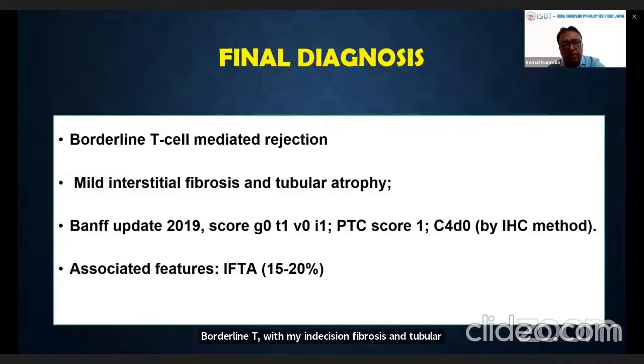So in the 1 year post-transplant biopsy, the creatinine level was almost normal, there was no change or elevation of the creatinine level. The biopsy was performed to see the histological changes, and borderline T cell mediated reaction with IFTA was reported.